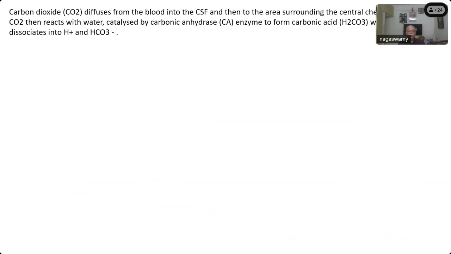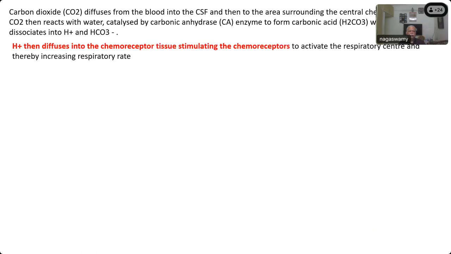Now this is the mechanism. What we saw in the earlier slide, carbon dioxide diffuses into the blood to the CSF and the area surrounding the central chemoreceptors, and they react with water, then catalyzed by carbonic anhydrase, broken down into hydrogen ion and bicarbonate. So then hydrogen diffuses into the chemoreceptor tissue, stimulating the chemoreceptors to activate the respiratory center, thereby increasing the respiratory rate.